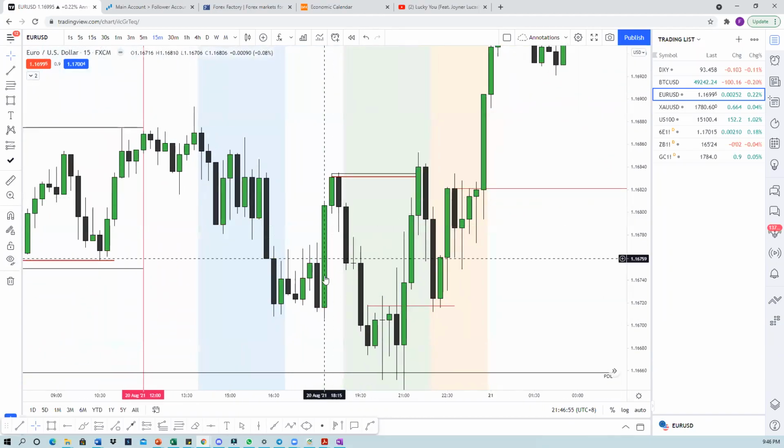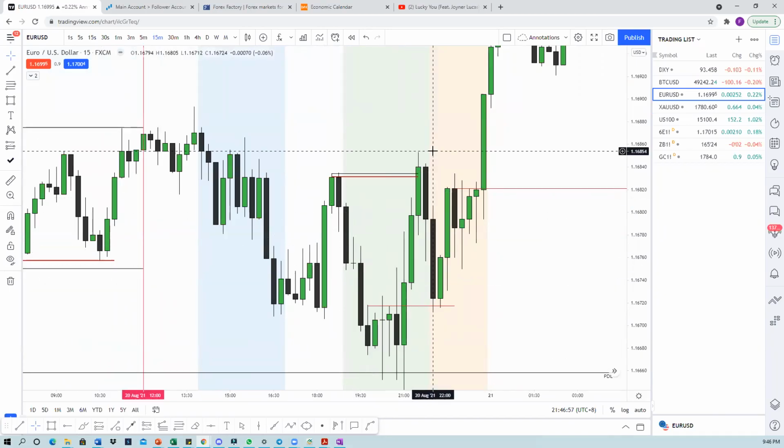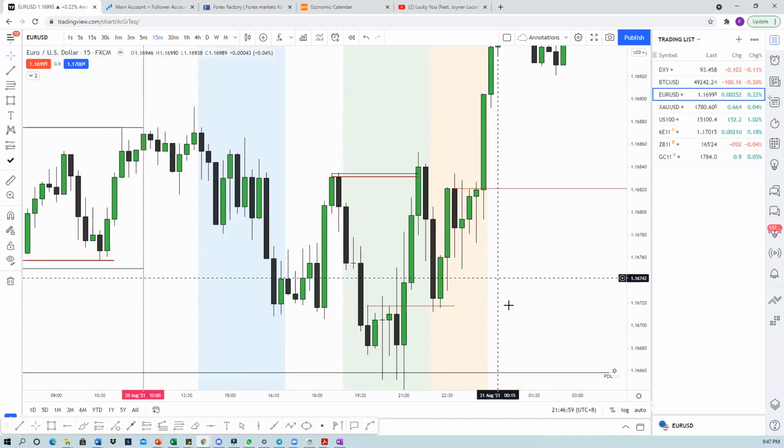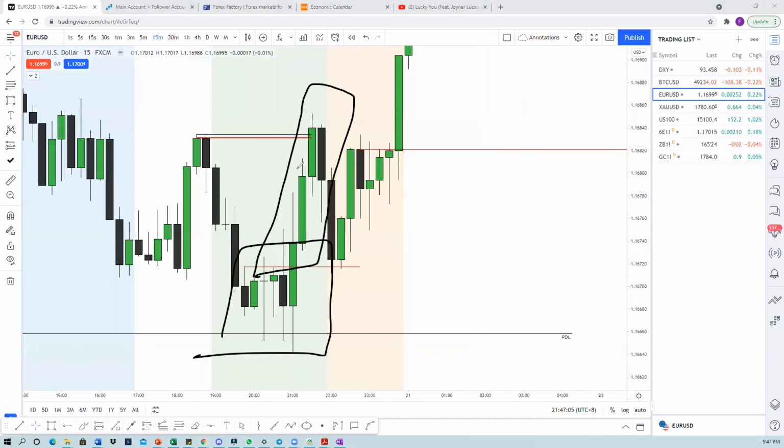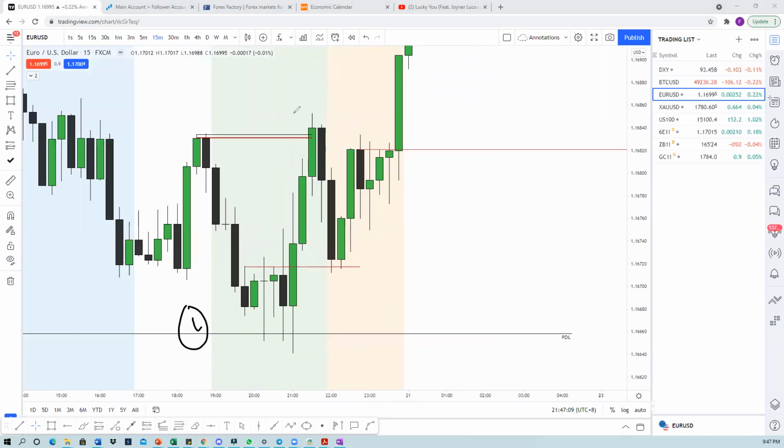This is one of them. This is a continuation profile, right? This is a continuation profile. How so? See, consolidation, expansion, retracement. Consolidation, expansion, retracement.